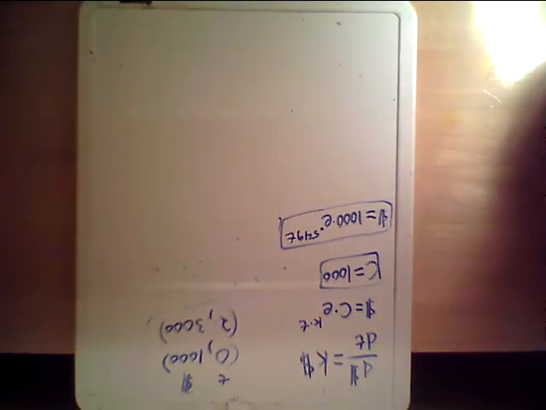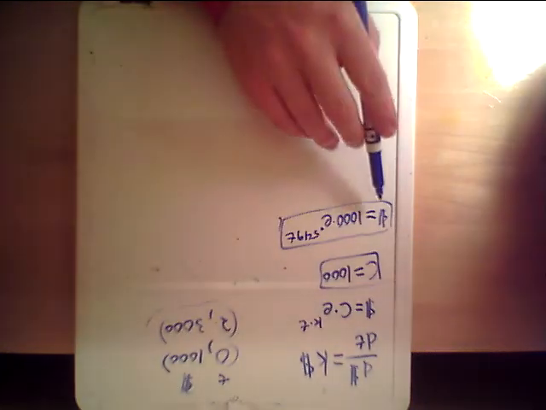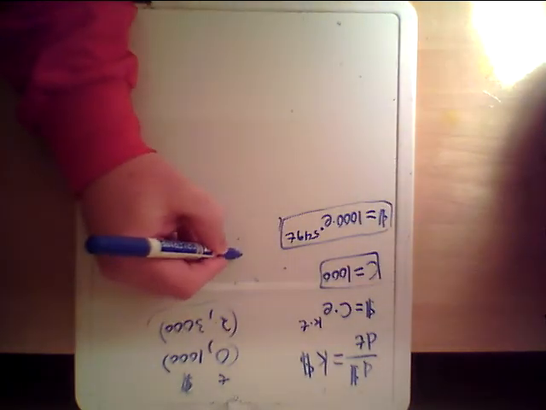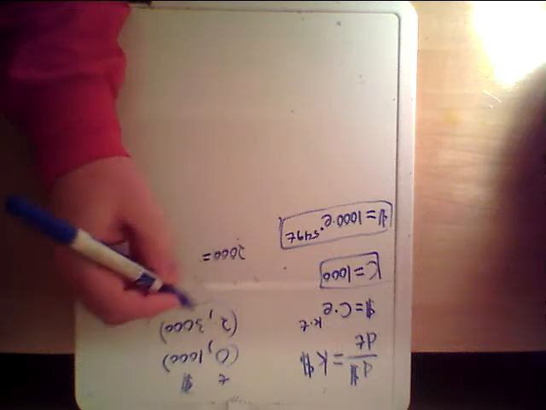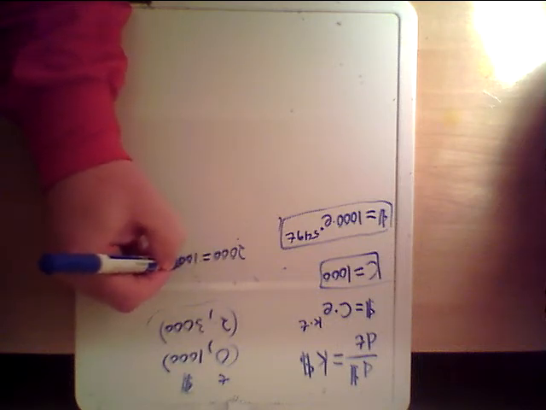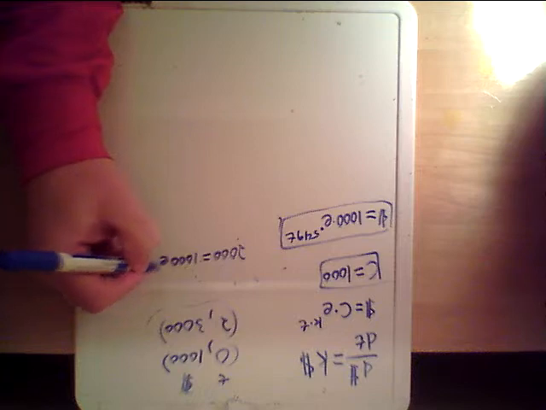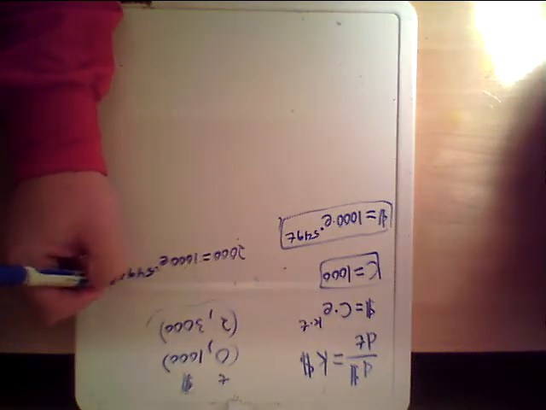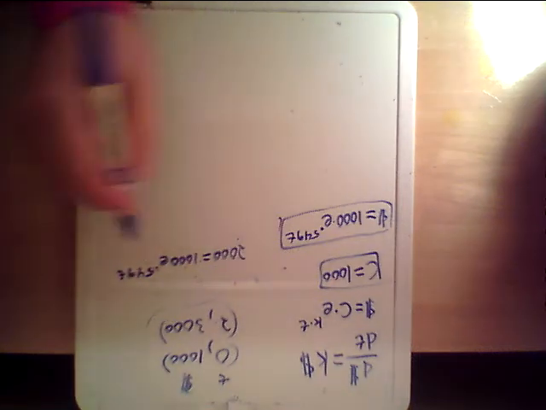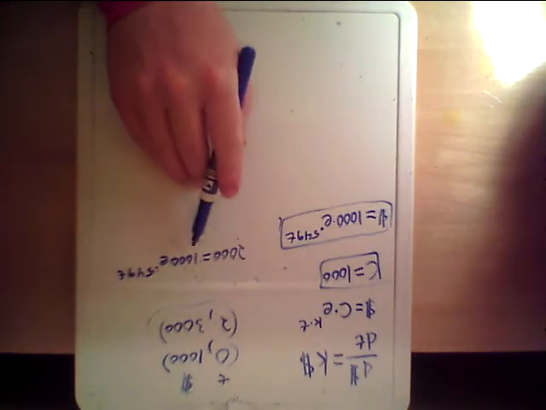Okay, so we're not plugging 2,000 in for t. We're plugging 2,000 in for the money. So it's going to be 2,000 equals 1,000 e to the 0.549 t. And we're going to figure out how much time it's going to take for our money to become $2,000. Let's divide both sides by 1,000.